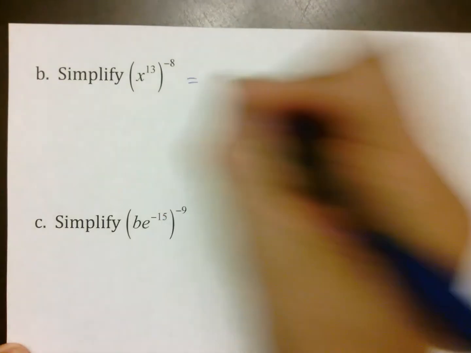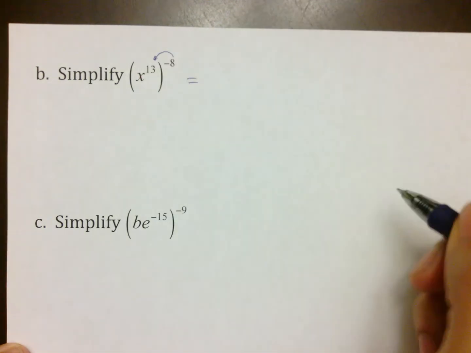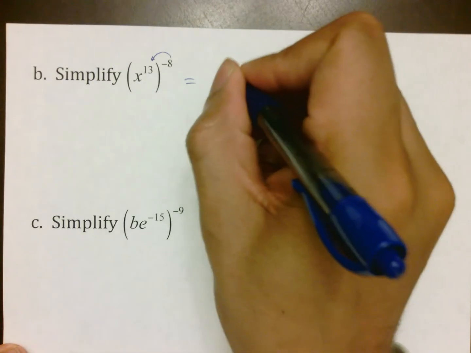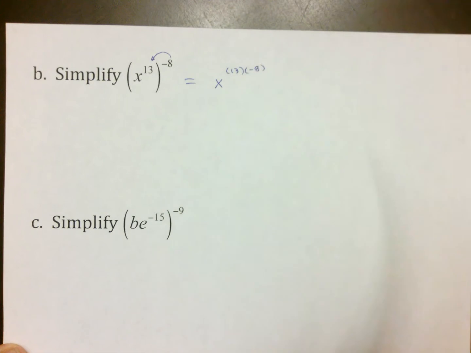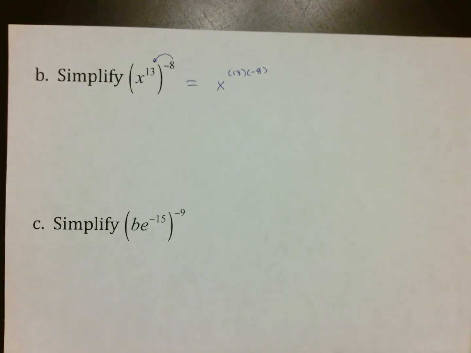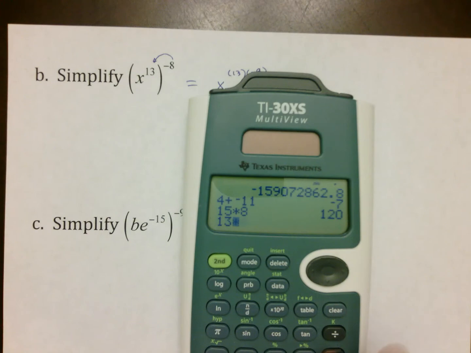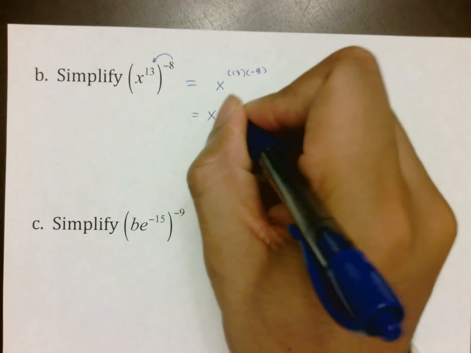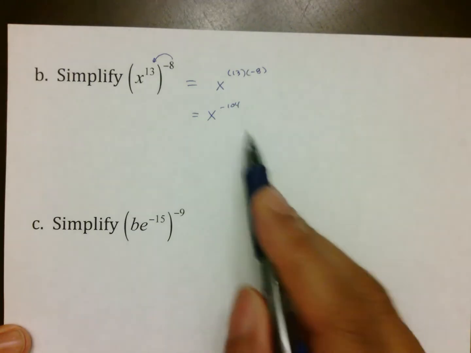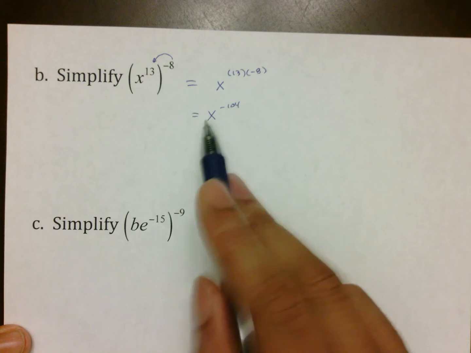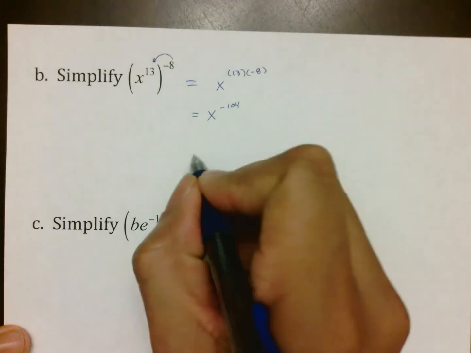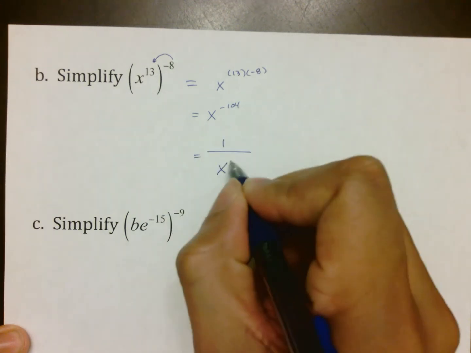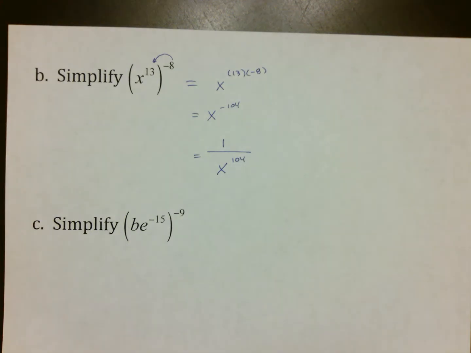Alright. Looking at example B, same start. We take this problem and drop our negative 8 down to 13, so we end up with x to the 13 times negative 8. Make sure you write it that way because that's how it's going to be on your work. 13 times negative 8 gives me negative 104, so that turns into x to the negative 104. As we've learned, we cannot have negative exponents, so we need to move this unhappy x, because a negative exponent means it wants to move, and that turns into 1 over x to the 104th.